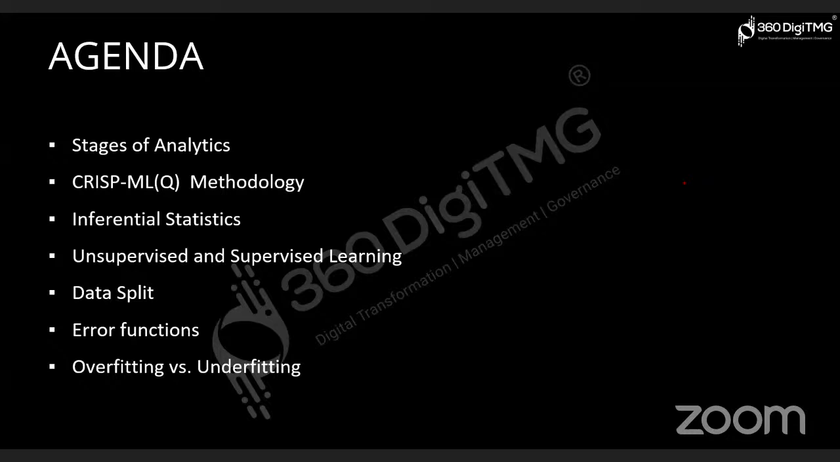Today's agenda: we will be discussing the stages of analytics, the CRISP-ML(Q) methodology, inferential statistics, what supervised and unsupervised learning are, what data split, error function, and overfitting versus underfitting are. All these things we will have an overview of. Okay, proceeding further.